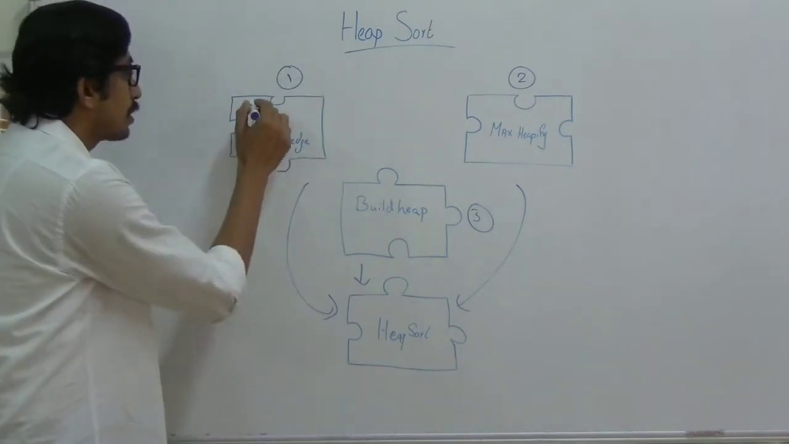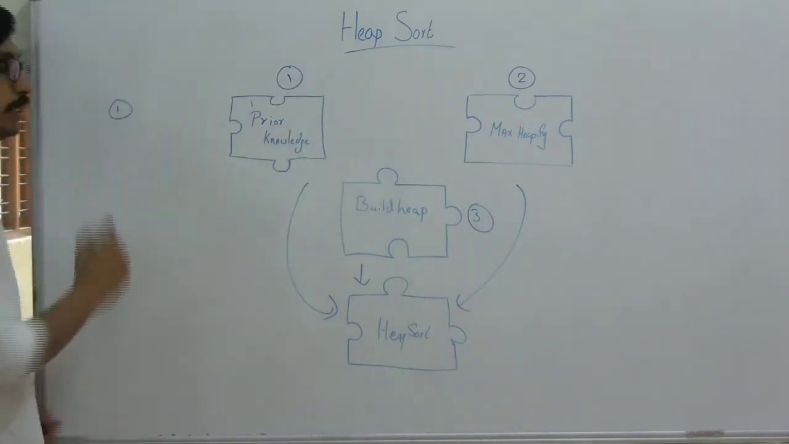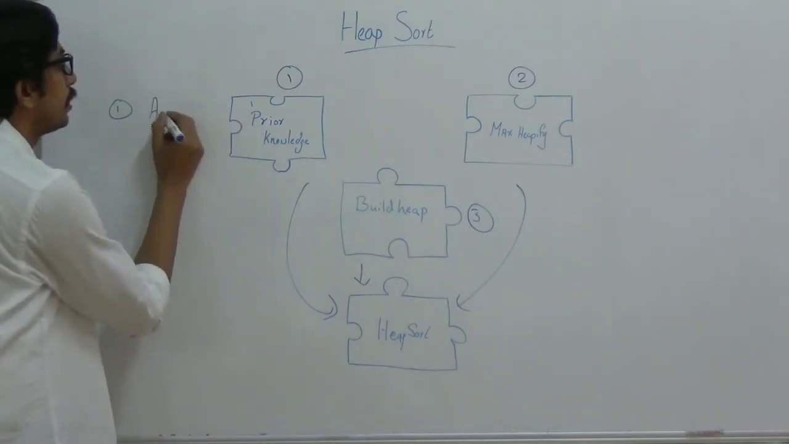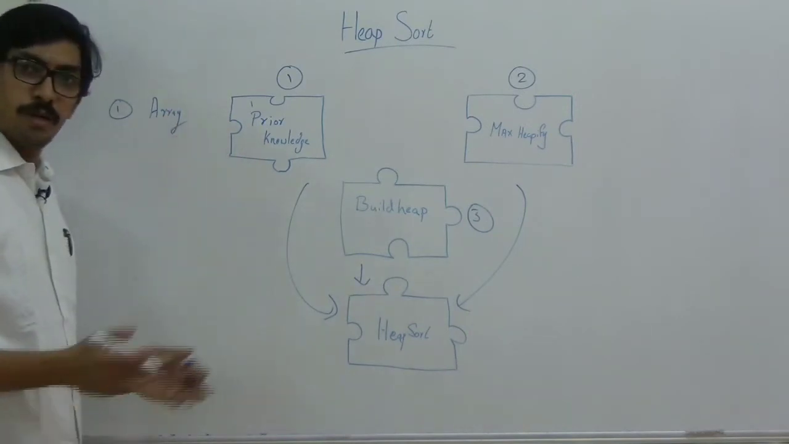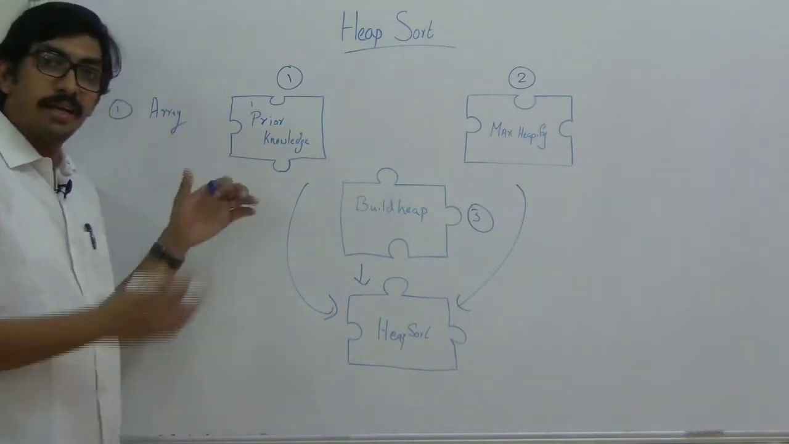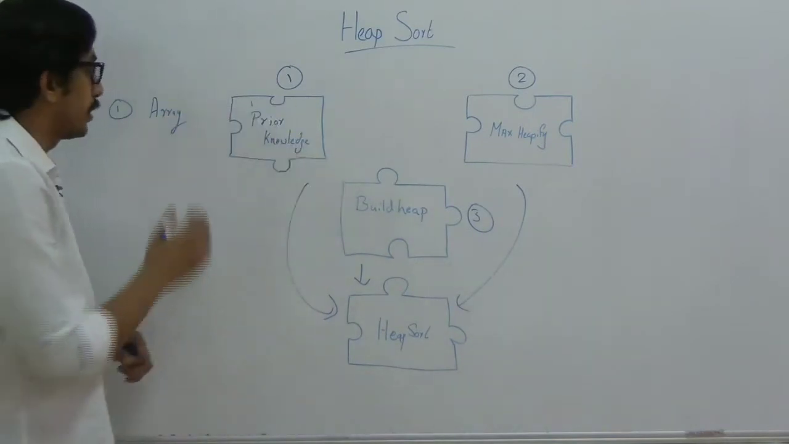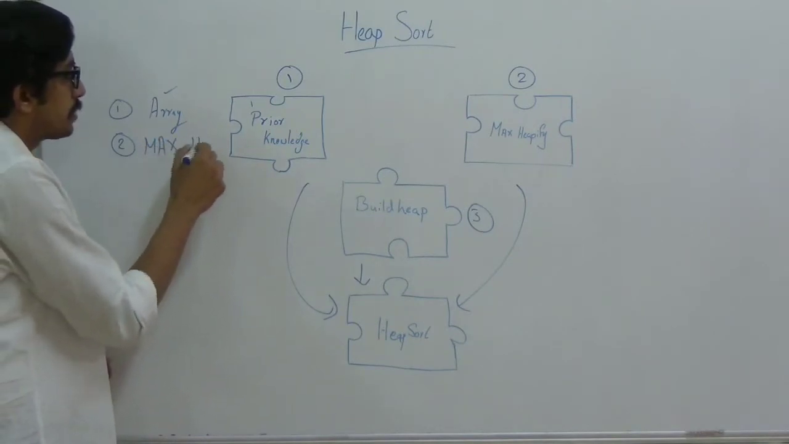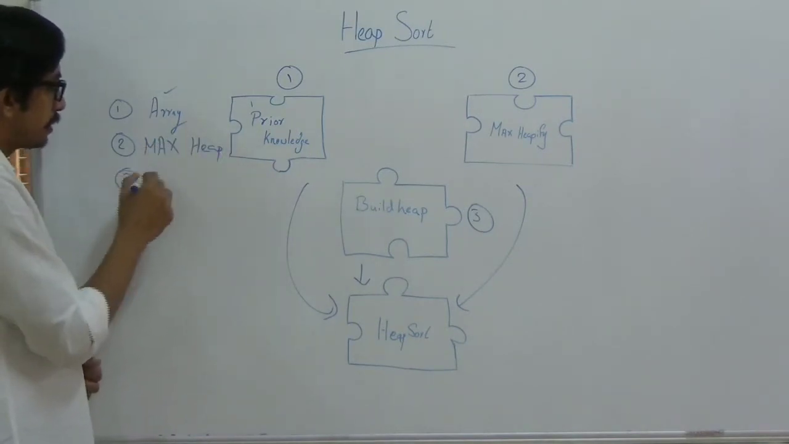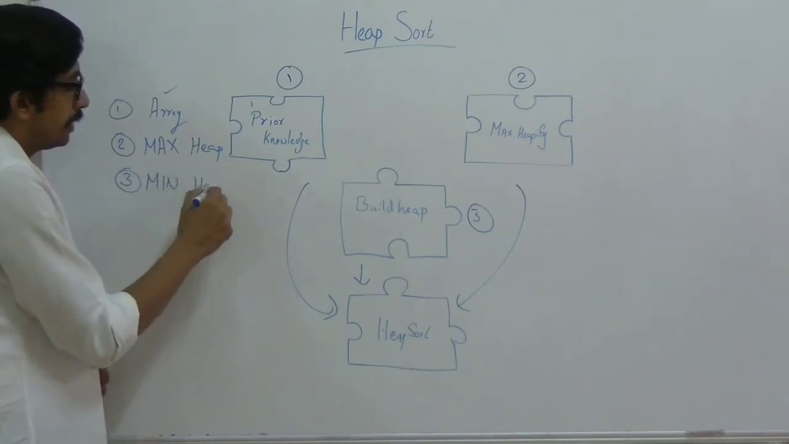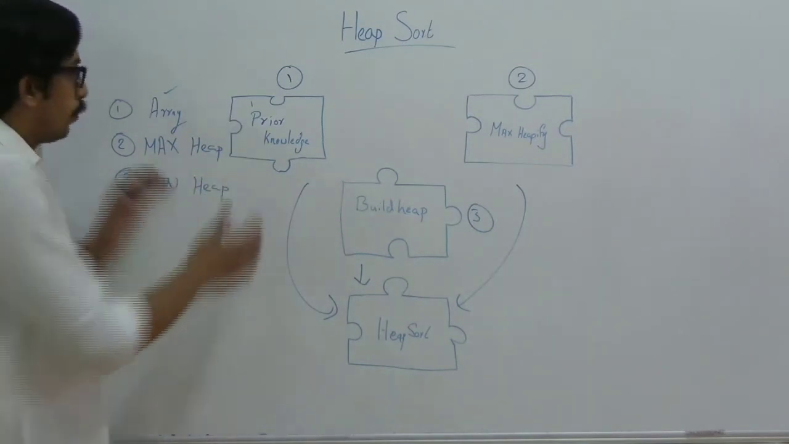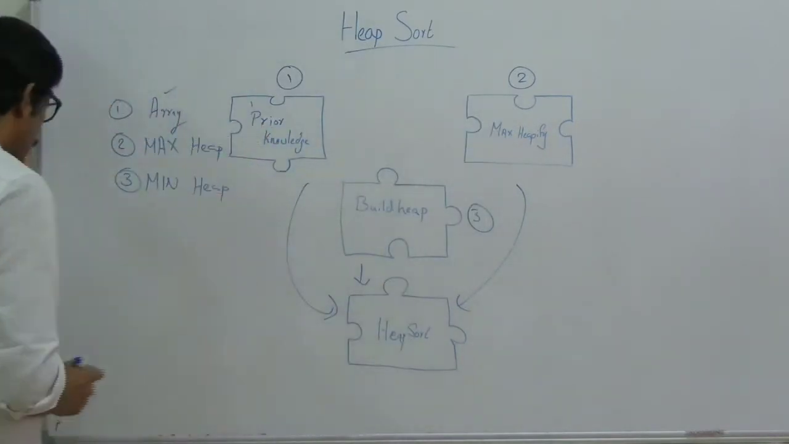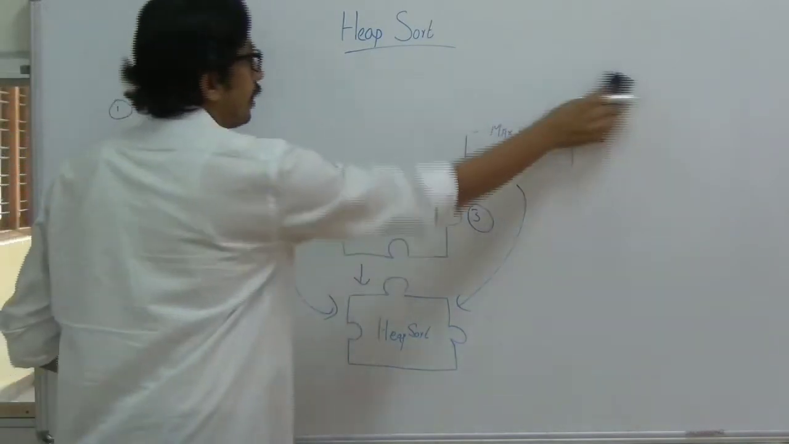Coming to prior knowledge, the requirements are you should know how to represent a binary tree using an array. Or to put it in another way, suppose we are given an array, we should be able to create a binary tree. We will be seeing that. Then we will be seeing what is a max heap structure, and also we will see what is a min heap structure. Once we know all these things, we can move to Max Heapify. So we will start with prior knowledge. We will see it with an example.